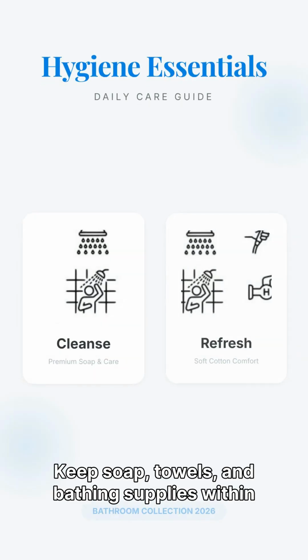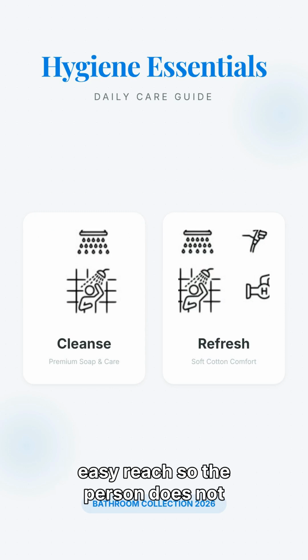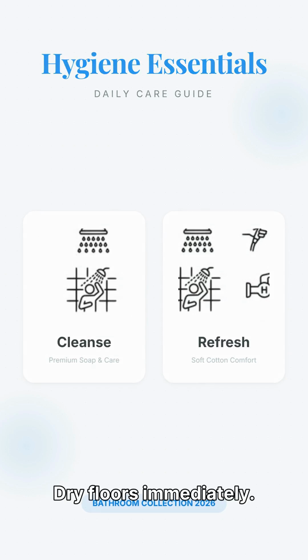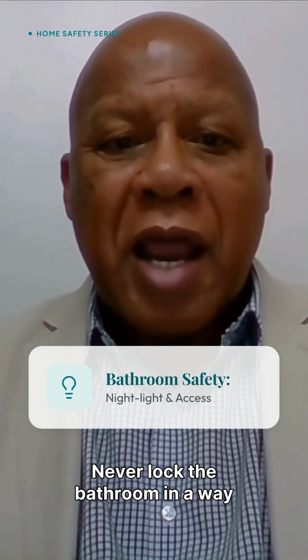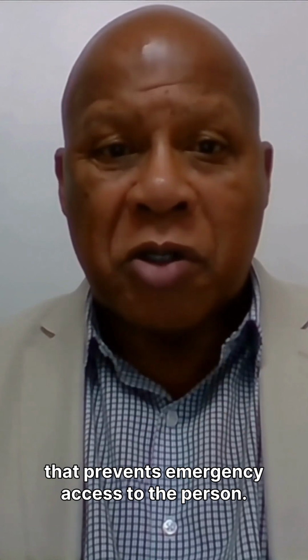Keep soap, towels, and bathing supplies within easy reach so the person does not twist or stand on one leg. Dry floors immediately. Provide a night light or motion-activated light. Never lock the bathroom in a way that prevents emergency access to the person.